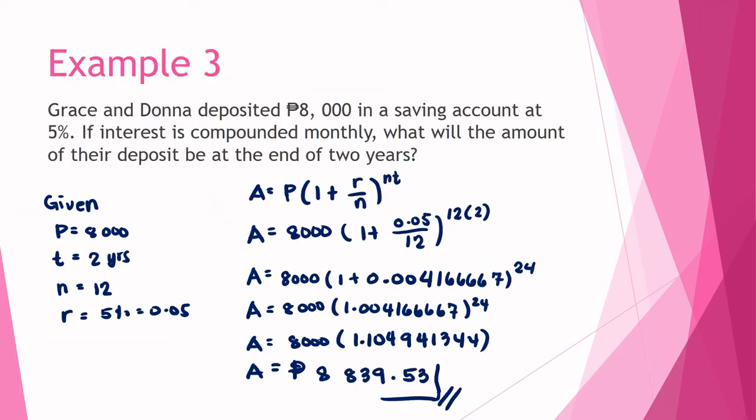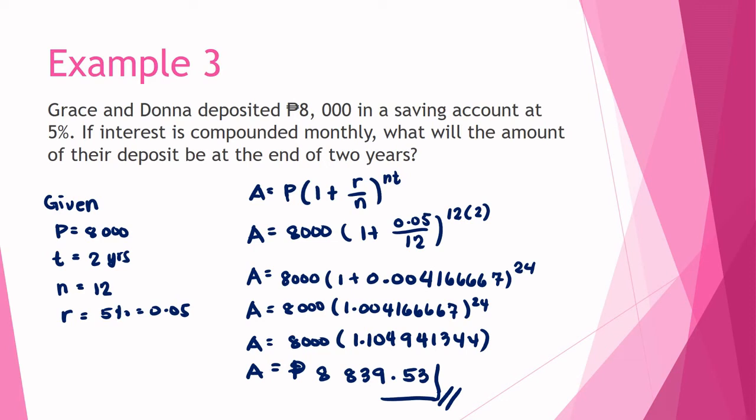Okay, another example. Grace and Donna deposited 8,000 pesos in a savings account at 5%. If interest is compounded monthly, what will be the amount of their deposit at the end of 2 years? So, nag-save sila og 8,000. So, the principal is 8,000. The time is 2 years and then compounded monthly. So, n is equal to 12 and the rate is 5% or 0.05.